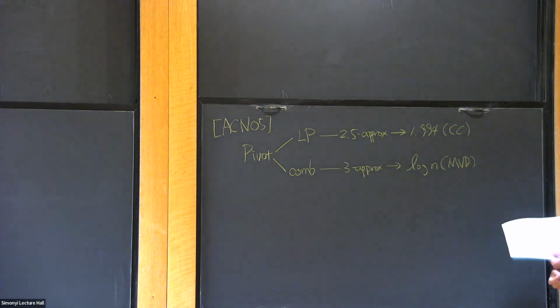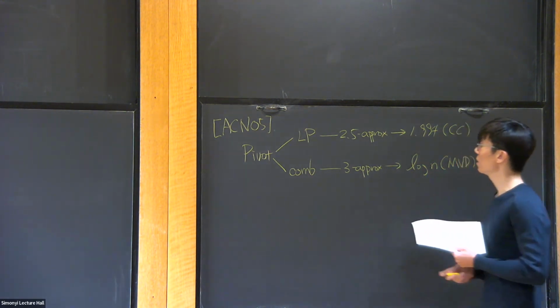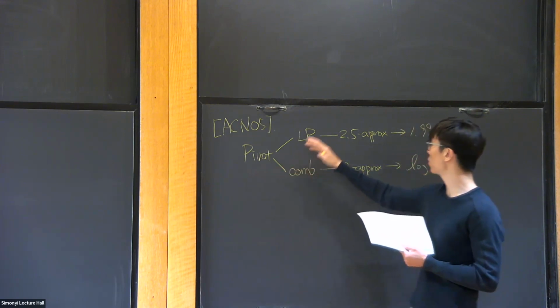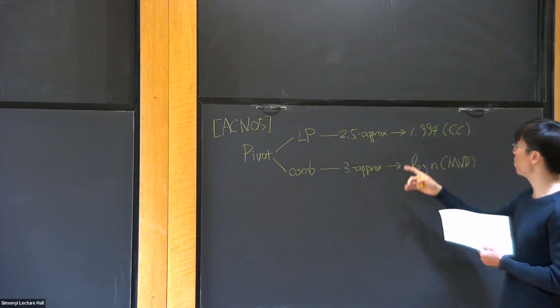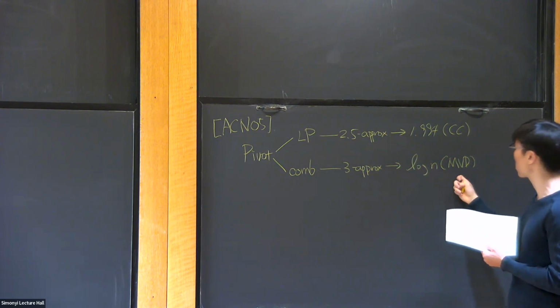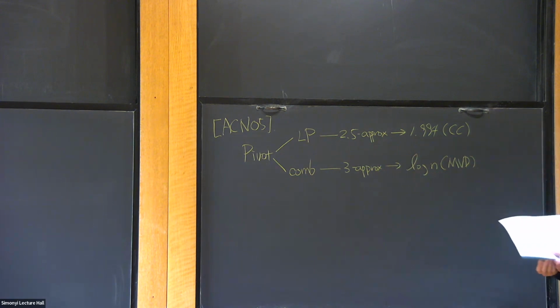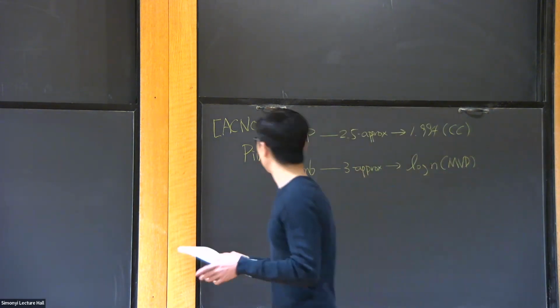Okay, so that's our plan. There's a pivot framework, and it leads to two different algorithms for correlation clustering. But then we're going to modify them to get the algorithm for MVD, and strengthen them to get our algorithm for correlation clustering. Cool. Any questions?